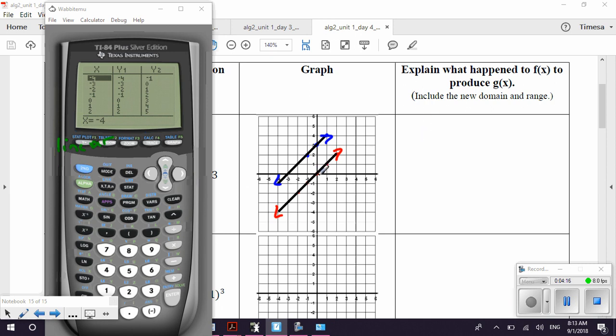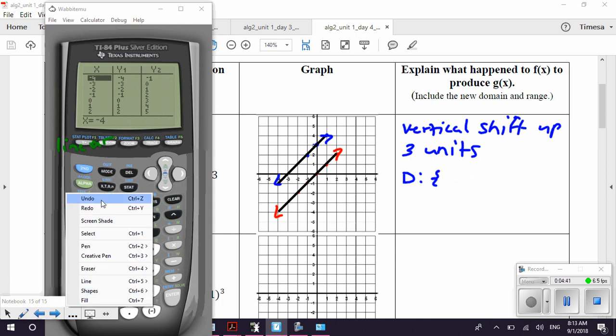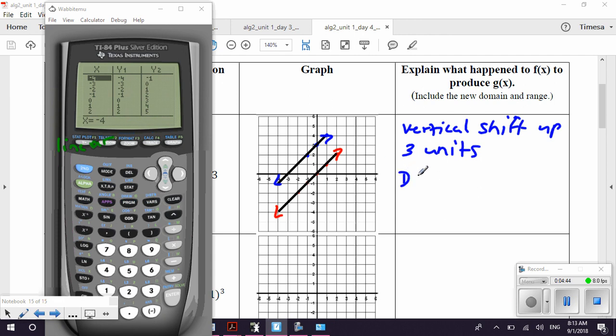So if you look at the origin point, it shifted up 3 units. So vertical shift up 3 units. The domain is still negative infinity to infinity. The range is still negative infinity to infinity.